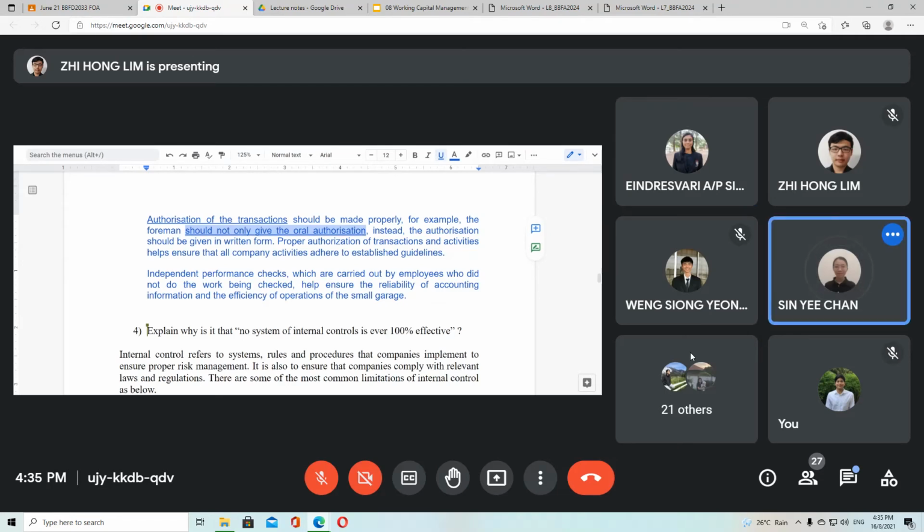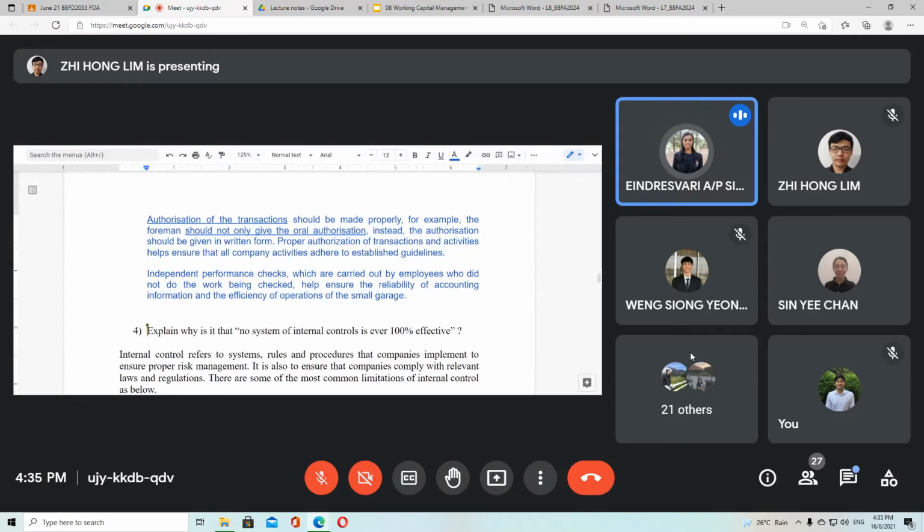A transaction is to approve, to prove the transaction is the true one, not official. So authorization means approval of the transaction. Are you asking a foreman to approve the transaction? Yes. How can the foreman approve the transaction?